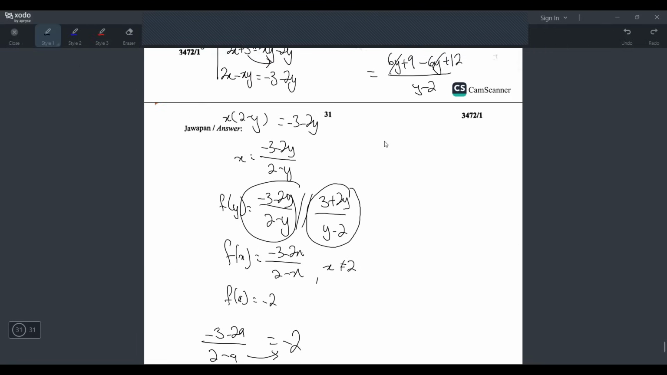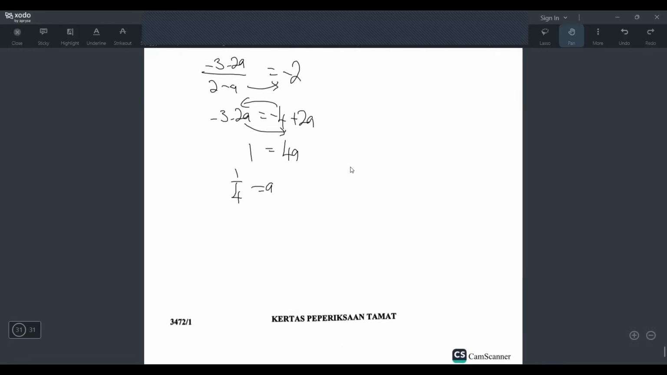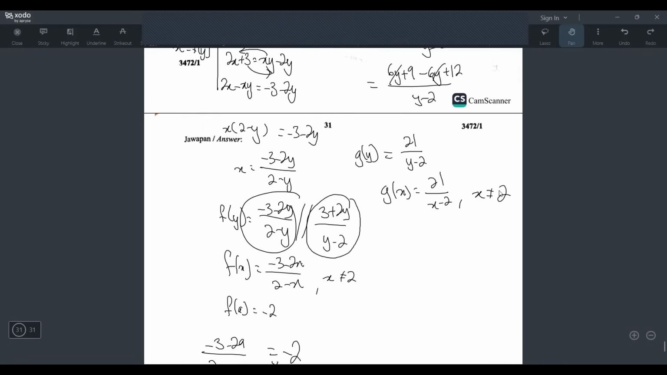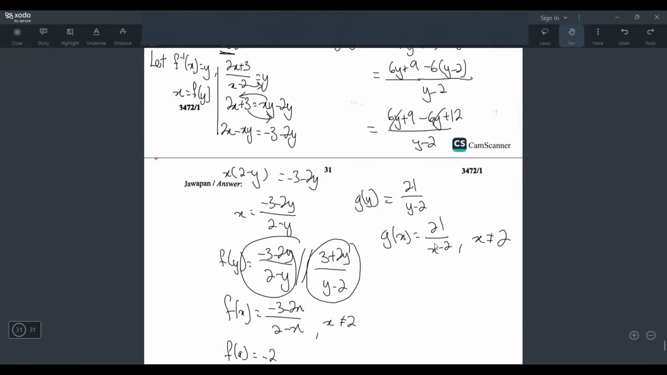And then now you can solve this. 6y minus 6y is 0. 9 plus 12 is 21 over y minus 2. Okay, but this is the g of y answer. I want the g of x. So it'll be 21 over x minus 2 lah. And the x cannot equal 2 because got undefined case, right? When bawa other x, you have to write the undefined case. And the undefined case for this is 2, because if the x is 2, 2 minus 2 is 0, and you cannot divide by 0. If you divide by 0, you get math error. That's why the x cannot equal 2, because the function will be undefined.